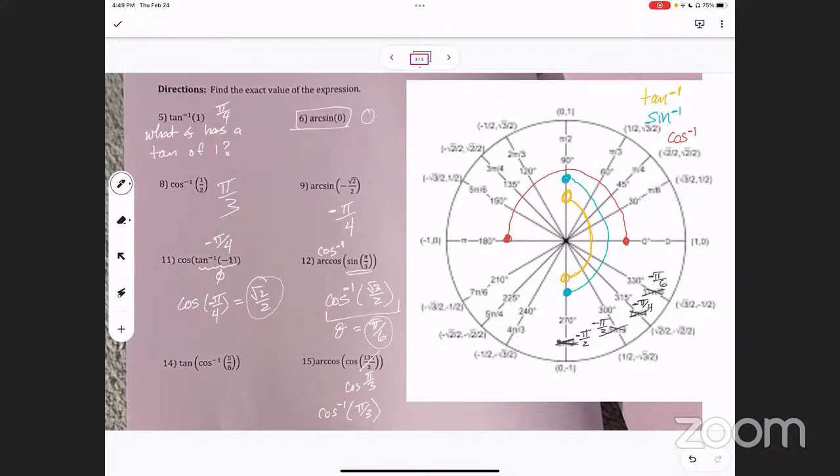I'm sorry, I did that wrong. What angle has a cosine of 1/2, not of pi over 3? What angle has a cosine of 1/2? 60. Pi over 3. Yep.